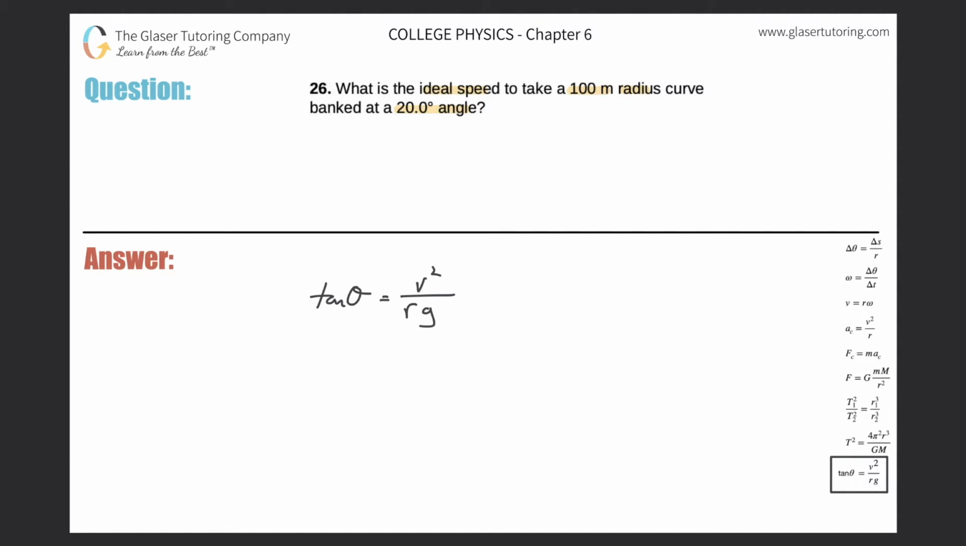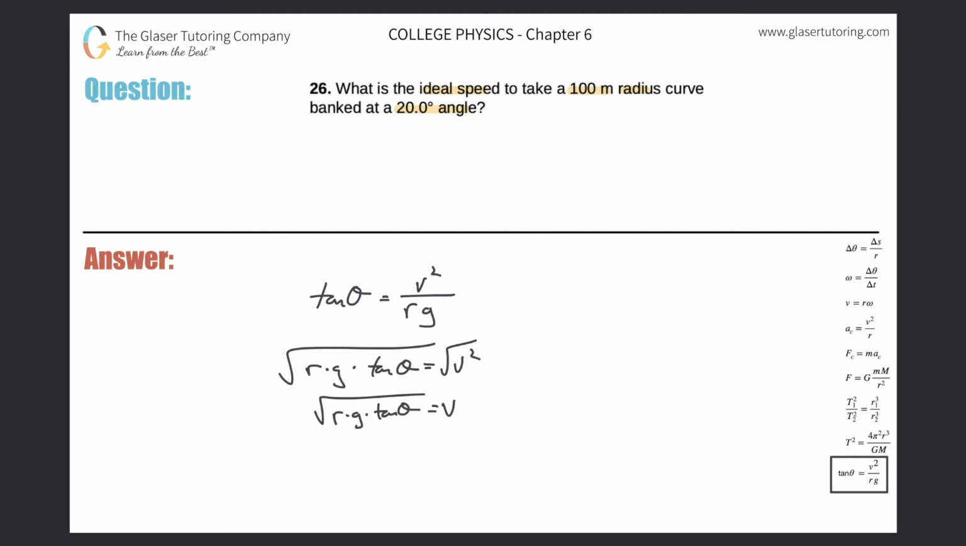So what are we looking to calculate here? We're looking to calculate V. All right, so why don't we just solve this thing right away for V, and let's see what we get. So simply just do a cross multiplication here. So it becomes R, radius, times G, times tan of theta, will equal V squared. And then simply take the square root of both sides. So now we get that the linear velocity will be equal to the square root of the radius multiplied by G multiplied by tan of the bank angle.